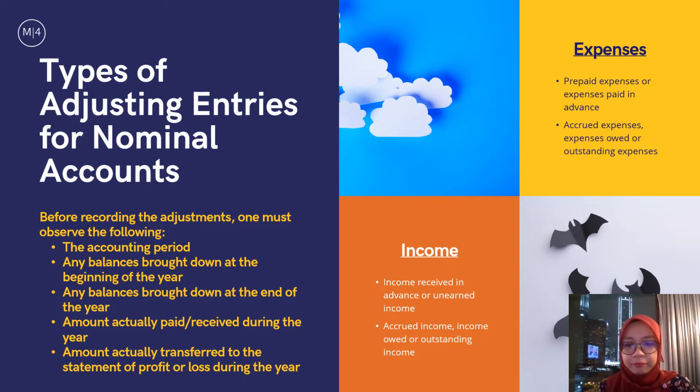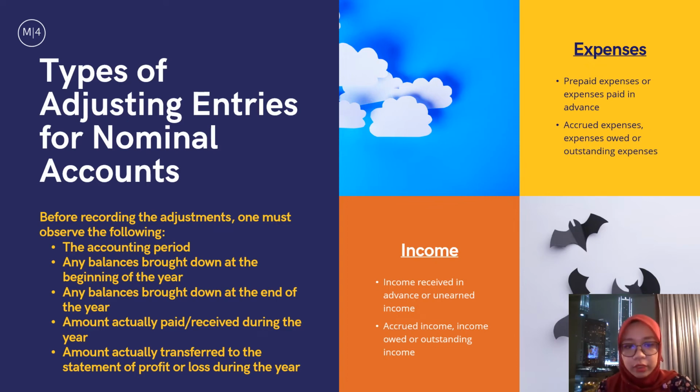And then we have to record any accrued income, or income owed or outstanding income. For example, now it is January, and we still haven't received our income for December last year. So we have to record the accrued income that we still haven't received from our customer or client. We have to record it as accrued income.